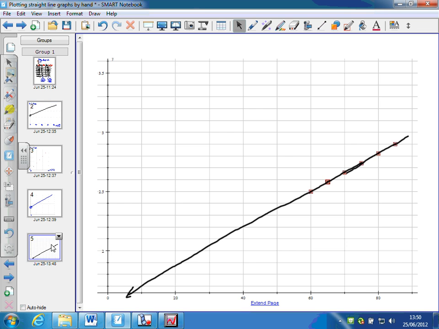So now, maybe I've made a mistake here. I could try and extrapolate down. If I've allowed my graph, I might decide I'm going to carry my graph down a bit further and try and guess where it is, or I might decide to plot another graph.